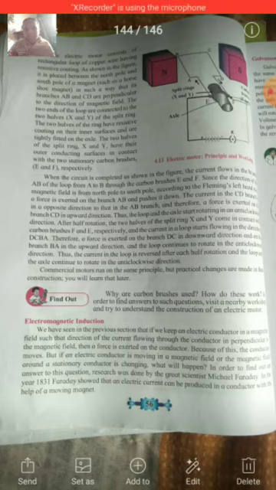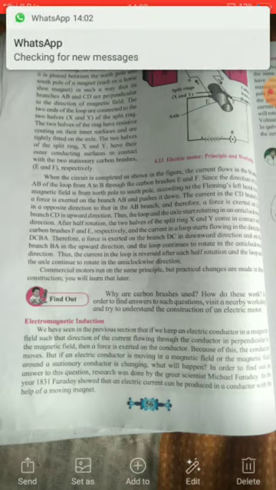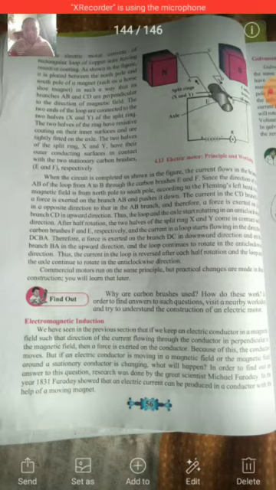Commercial motors run on the same principle. Commercial motors are the motors which are used in large scale businesses. They run on this same principle, but practical changes are made in their construction. Here we have studied the construction and working of the electric motor and how it is used on the commercial scale. Our next point is electromagnetic induction.